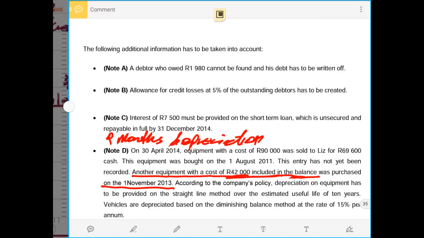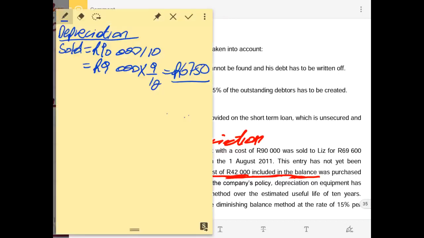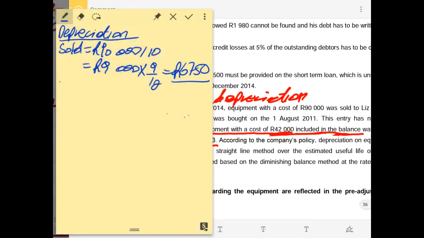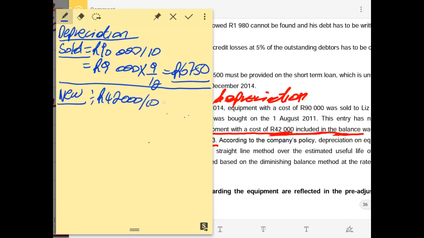Then we have new equipment that was bought. The new equipment cost 42,000 rands, so now we have to record depreciation for the new equipment. We know that it cost the business 42,000 rands and that the useful life is 10 years, and that will give us 4,200.